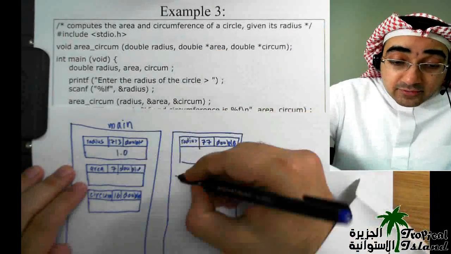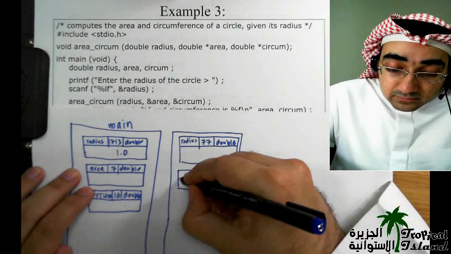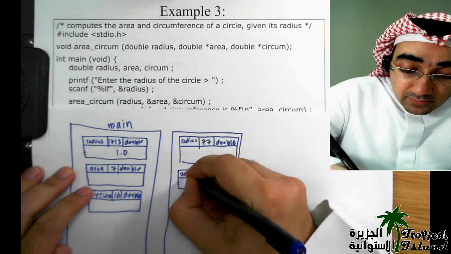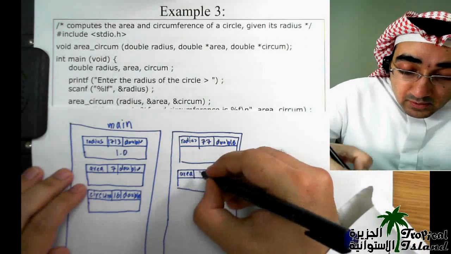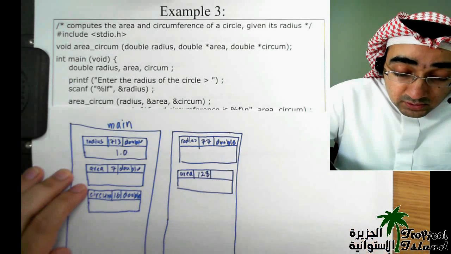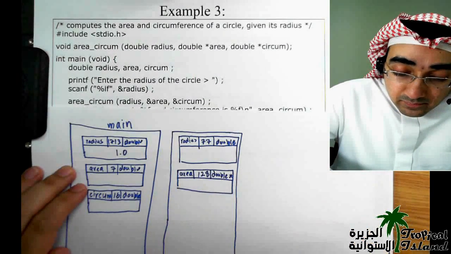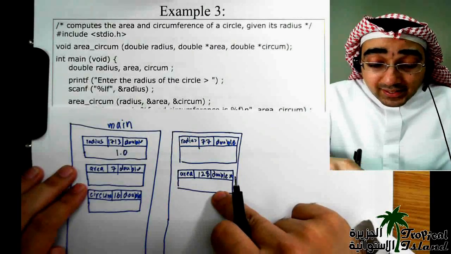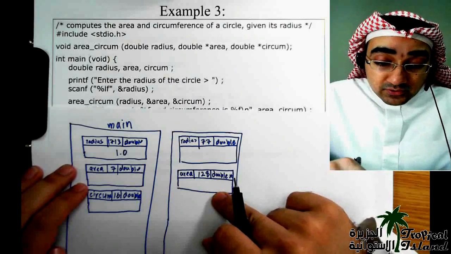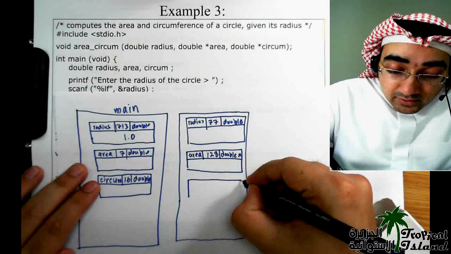Then we have double pointer to area. So we have over here area. This might be in memory location 128, for example, and this is a type of double pointer. Okay, so what can this contain? Exactly, it can only contain a memory address. Okay, so this is area. It's a pointer type.